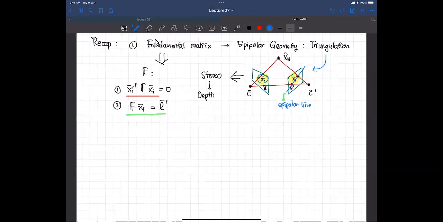Now, any questions, anyone? Okay, so that's the fundamental matrix and epipolar geometry.